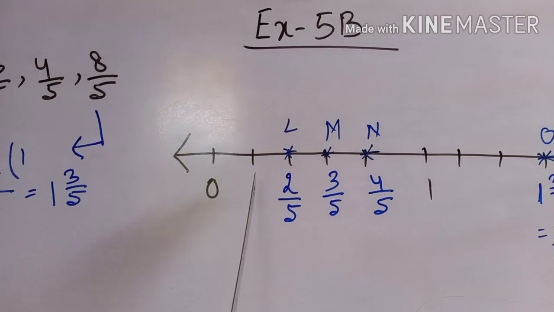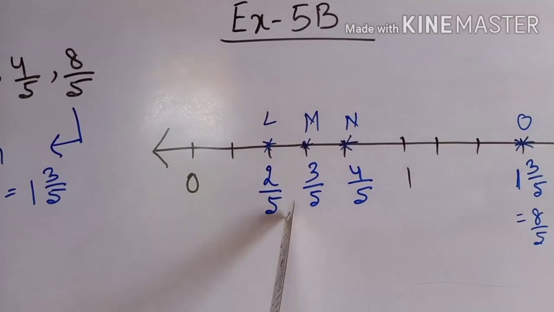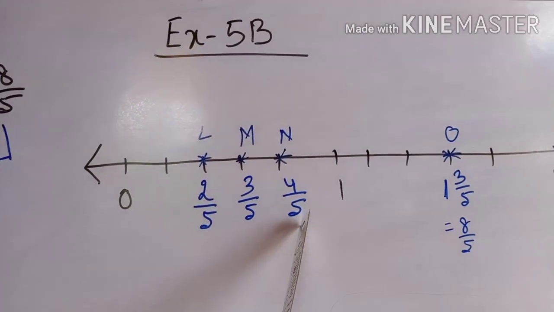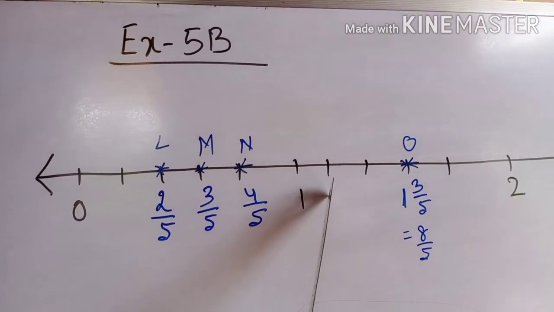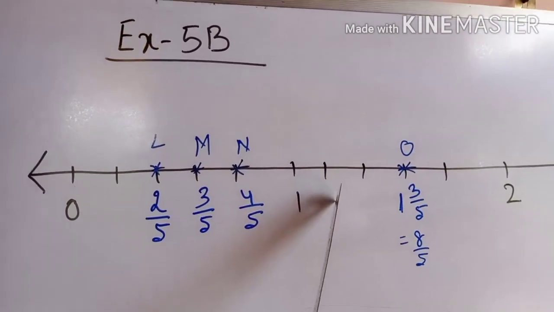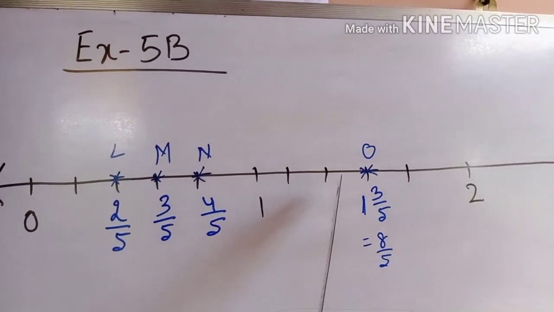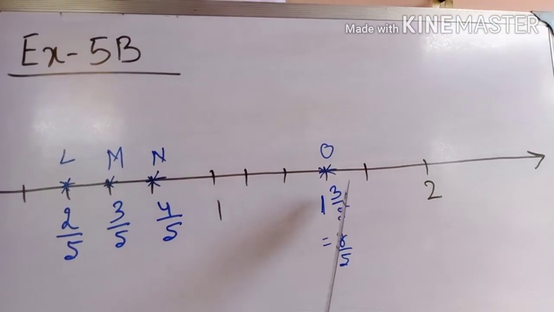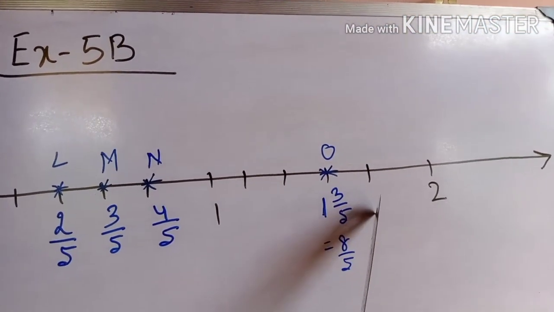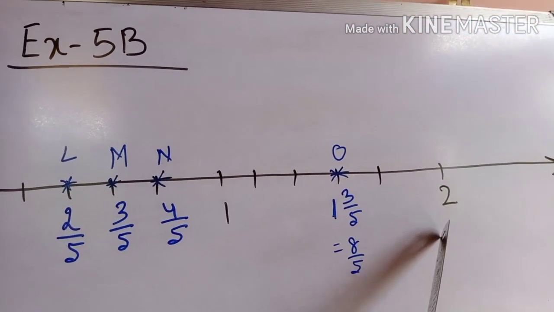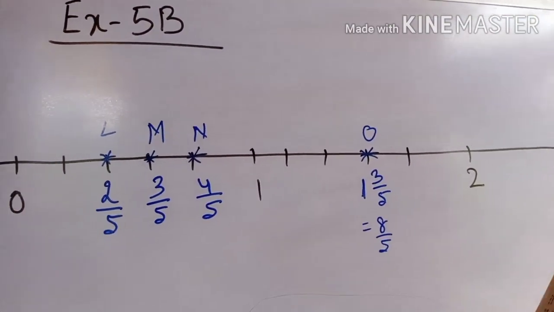So this is 1 by 5, first part, second part 2 by 5, it is 3 by 5, then 4 by 5, 1 means 5 by 5, then it will be 6 by 5 or 1 1 by 5, 7 by 5 or 1 2 by 5, 8 by 5 or 1 3 by 5, 1 4 by 5 and then 2. Is it clear to all of you?